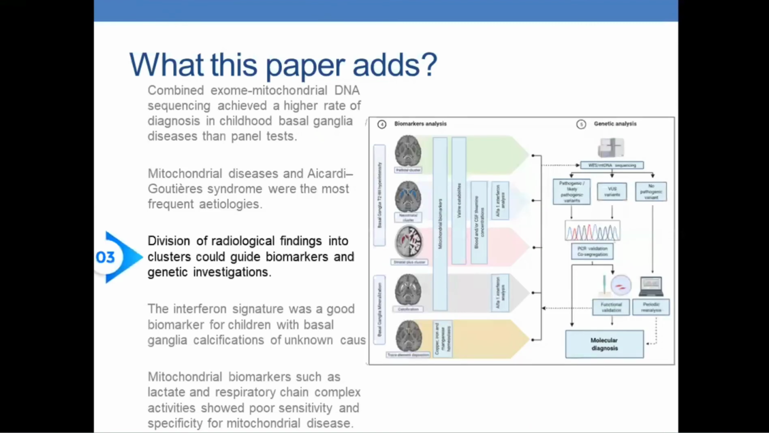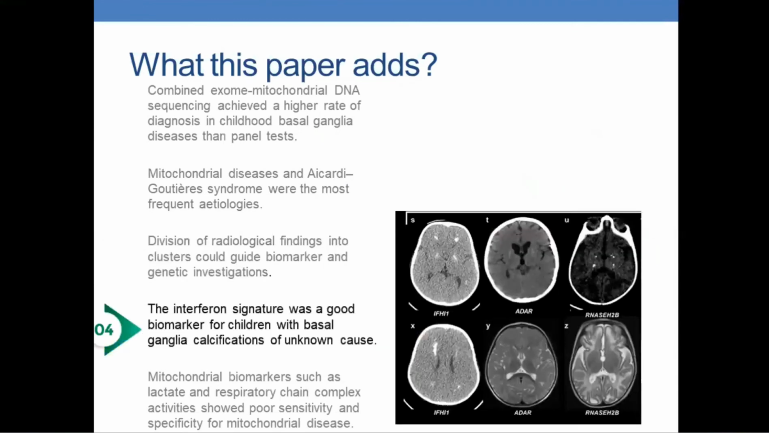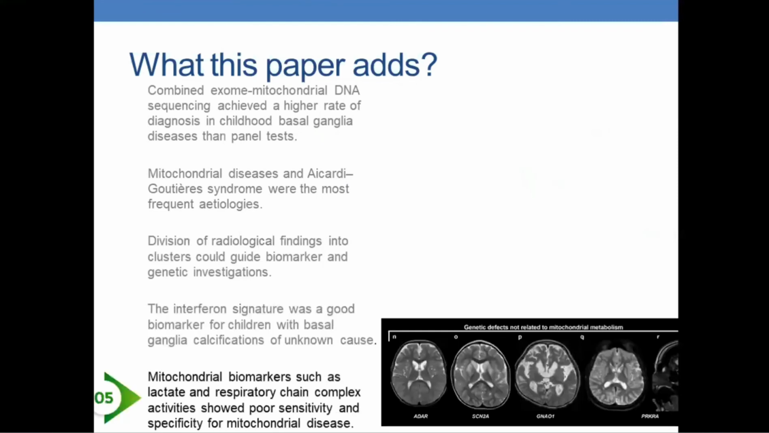Division of radiological findings into clusters could guide biomarkers and genetic investigations. The interferon signature was a good biomarker for children with basal ganglia calcification of unknown cause. Mitochondrial biomarkers such as lactate and respiratory chain complex activities showed poor sensitivity and specificity for mitochondrial disease.